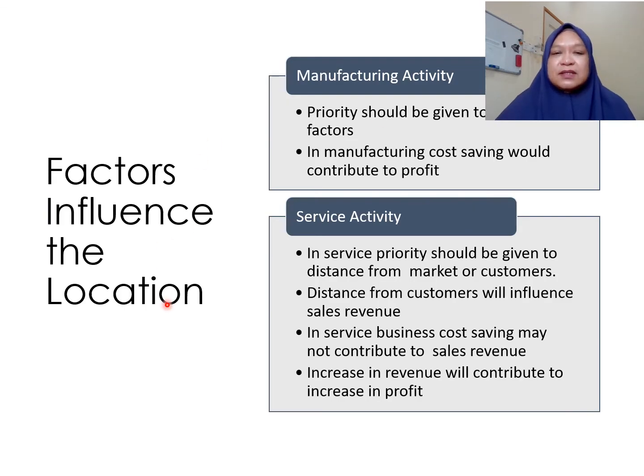So factors that influence the location of the manufacturing activity should be given to the cost factors. In manufacturing, cost savings would contribute to profit, so we need to save as much money as we can. In terms of services, of course we want to locate our business near to the customer, where it is easy for customers to go to our place, because sometimes customers don't want to go if the location is too far away. So we have to keep in mind that we want to be in the area where the customer needs us.